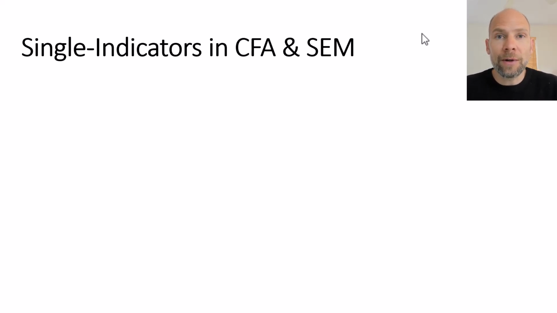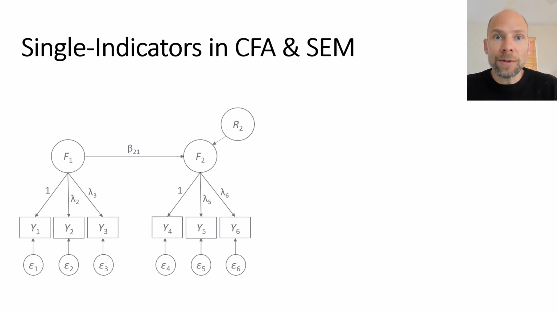In this video, I want to show you how you can use single indicator variables as measures of latent variables in CFA and SEM. What you're probably most used to seeing is a model like this, where we have multiple indicators, in this case 3 indicators per factor, and here in this very simple latent regression model, factor 1 predicts the factor F2. However, in certain situations, you may not have multiple indicators available for each factor.